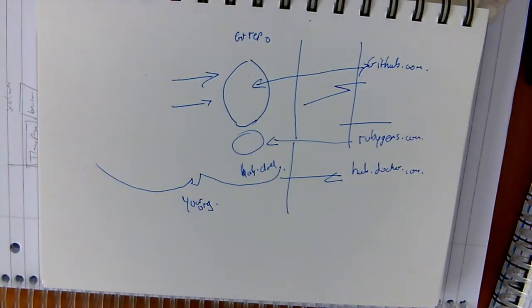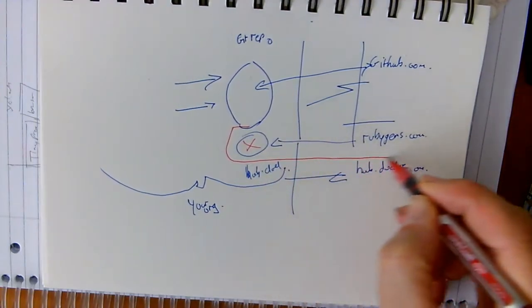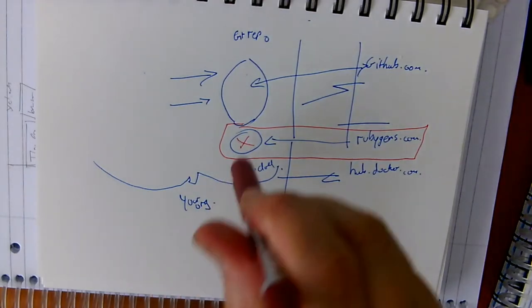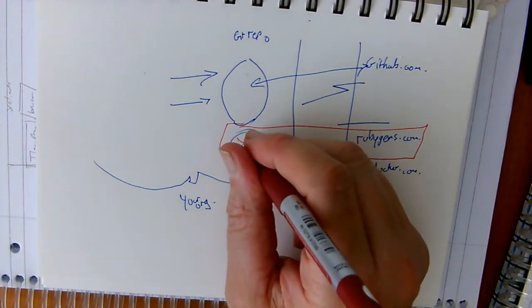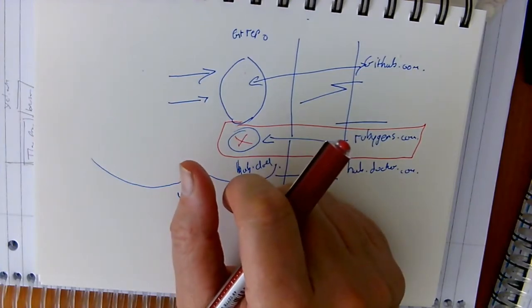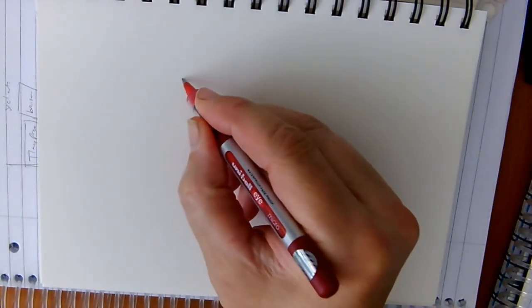So what are we going to do today? Well, we're going to set up this thing here, which is going to be a buffer between the external world of Ruby. And I want the ability to publish my own gem, in this case my own theme, to the repository. Now, what I'm not going to do is set up just one repository. I'm going to set up two.